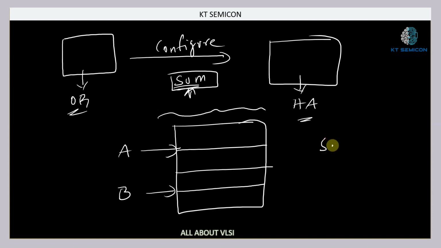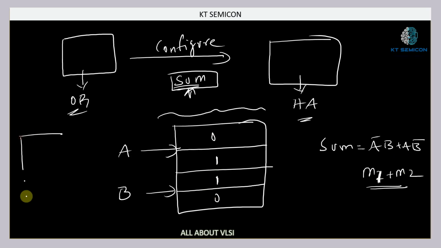Why? Because sum is nothing but A bar B plus A B bar, right? A bar B plus A B bar is nothing but minterms m1 plus m2, right? That means in the second location you can have 1, and here also 1, and the rest are all 0.